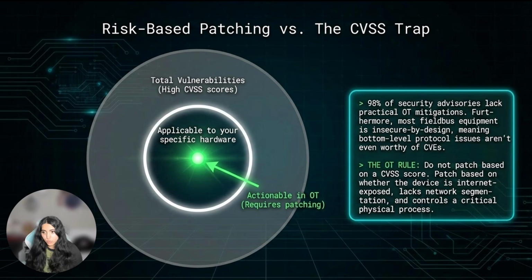And that is why most field-based equipment is insecure by design, which means bottom-level protocol issues aren't even worthy of CVEs. And if you can see here, total vulnerability is there, and there is your specific hardware, and it's actionable in OT. So it's important that you avoid patching based on CVSS score and focus on these. You should focus on internet exposure, network segmentation, and critical physical processes. You have to understand how your system works to be able to secure it.